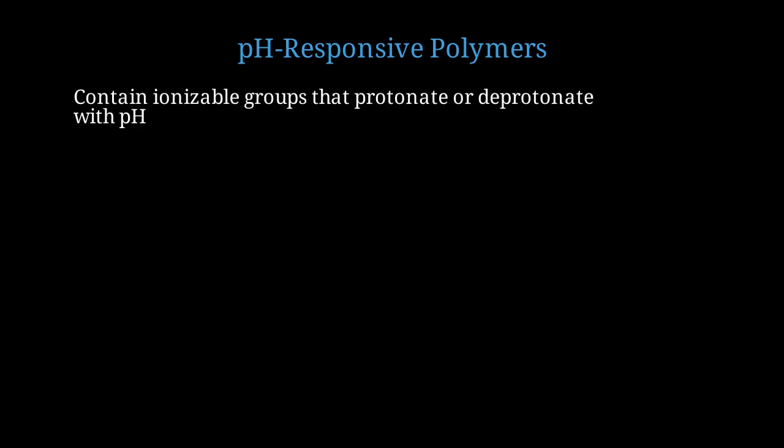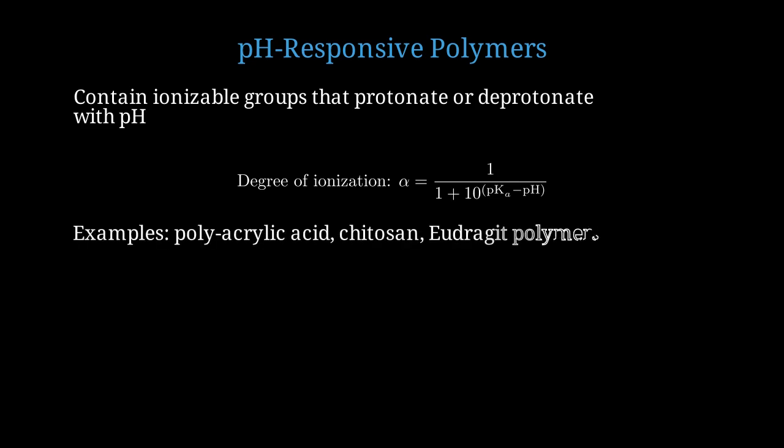pH-responsive polymers are perhaps the most widely used in controlled release systems. These polymers contain ionizable functional groups that protonate or deprotonate, depending on the environmental pH. This causes swelling, dissolution, or structural changes. The degree of ionization alpha equals 1 divided by 1 plus 10 to the power of pKa minus pH. This Henderson-Hasselbalch relationship governs the ionization state. Common examples include polyacrylic acid, which is anionic, chitosan, which is cationic, and commercial Eudragit polymers designed for enteric coating.